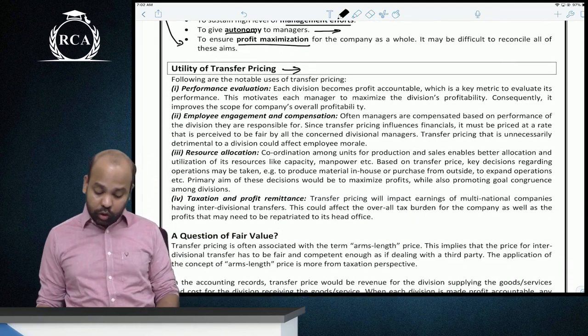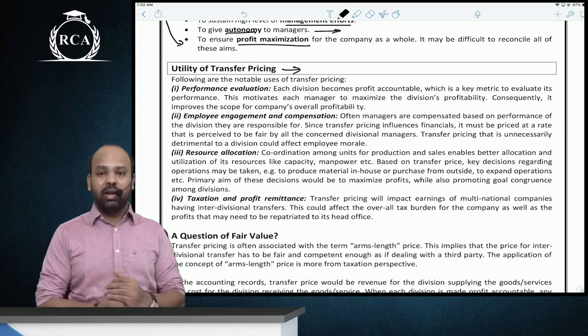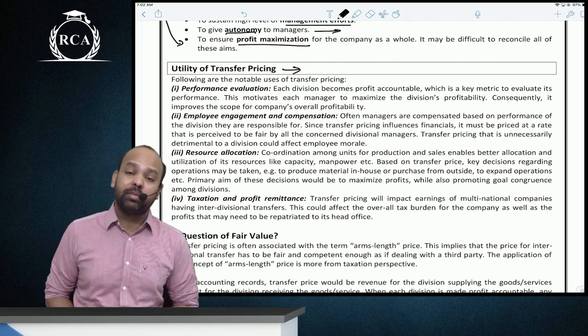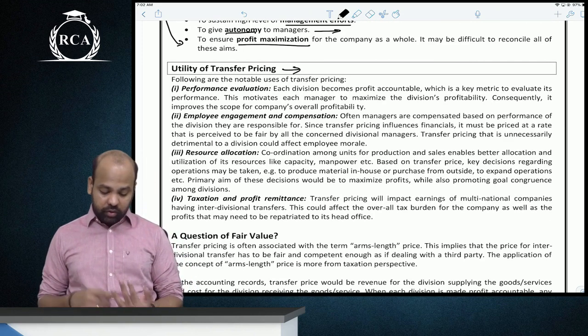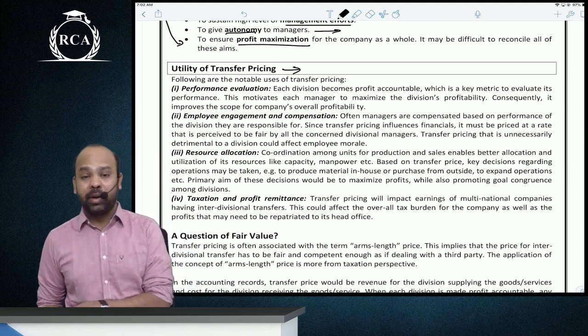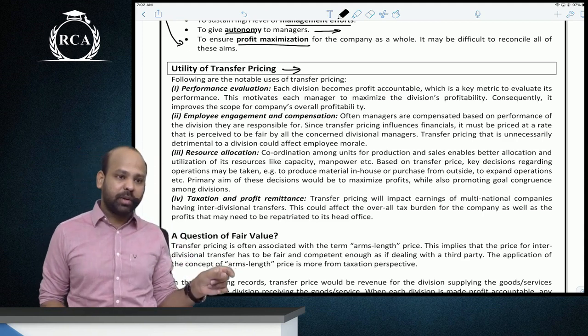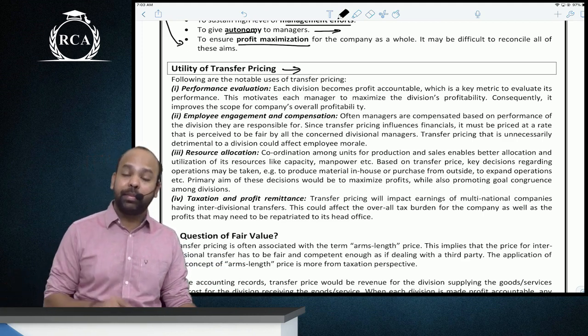Understood, sir. Utility of transfer pricing: what are the uses of a transfer pricing system? Undoubtedly, it is used for performance measurement and evaluation. It is also used for deciding the compensation that should be paid to the employees. If you're measuring performance of a particular division, obviously you will also know what compensation is to be paid to them.